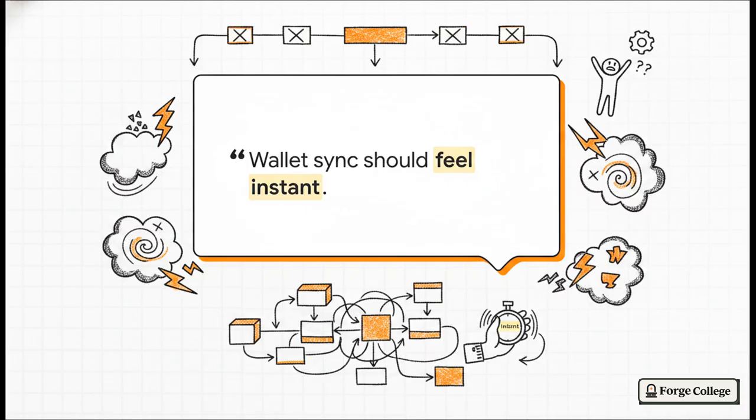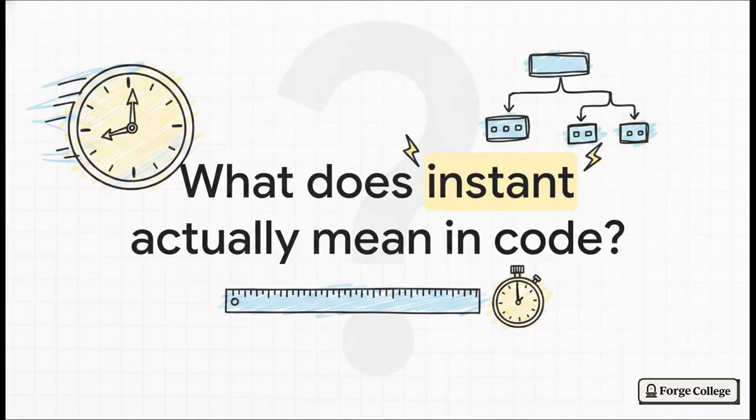You simply can't code a feeling. If you try, you're going to end up in this miserable loop where the stakeholder tests it, says, "it still doesn't feel instant enough," and suddenly you're ripping up your database queries all over again. So, the absolute crucial question for us as engineers is, what does instant actually mean in code?